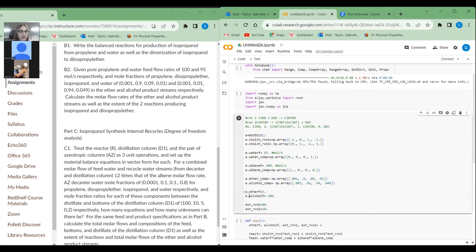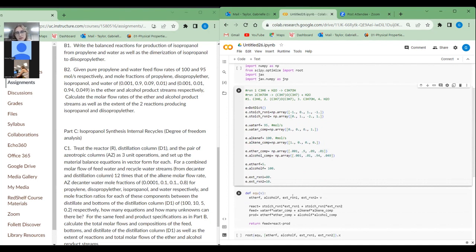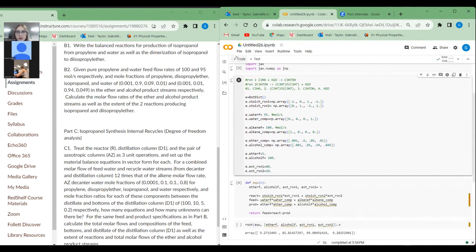Okay, so after putting all of these on here, we're doing the ether flow and the alcohol flow. After we do this, these are our guesses for ether and alcohol, right? So let's do our extent of reaction 1 and our extent of reaction 2 as well. After this, let's look at our function here. What is another thing that we can do to this? Now let's look at our equation.